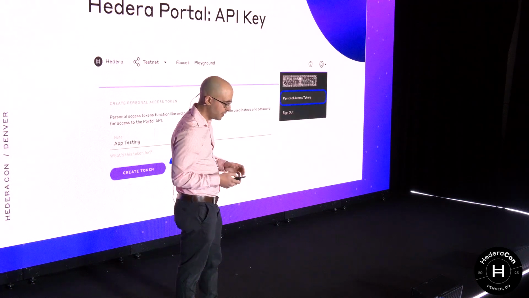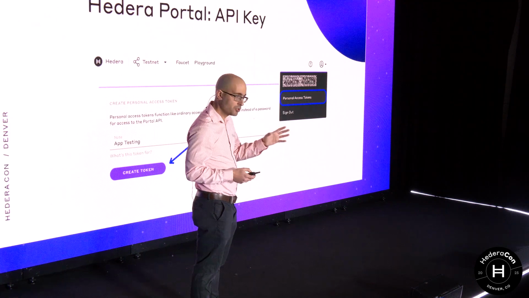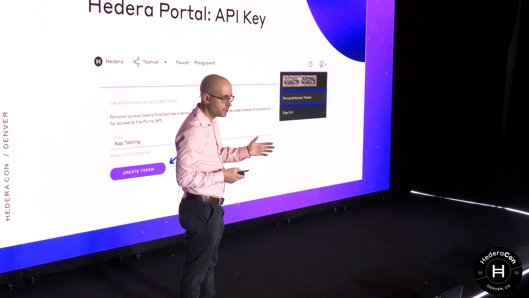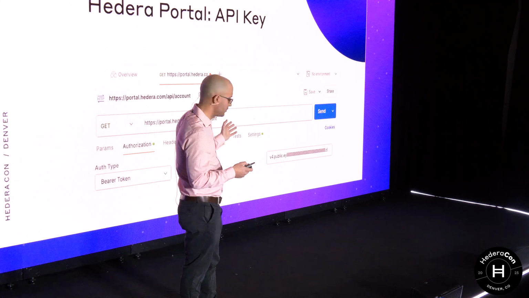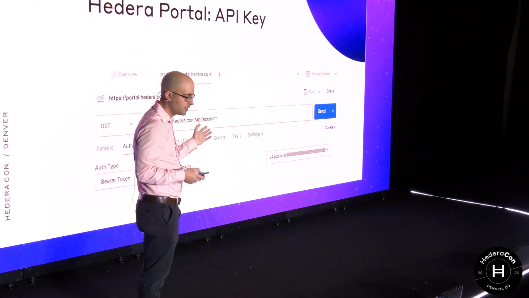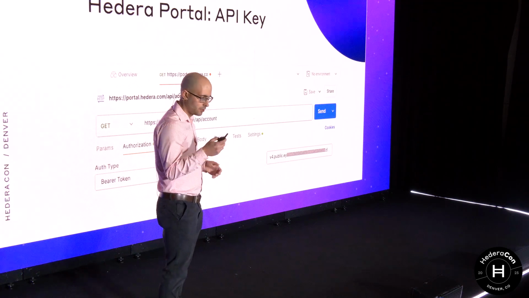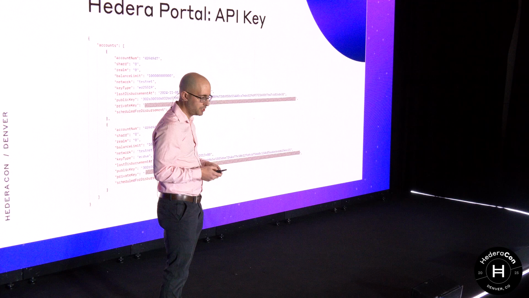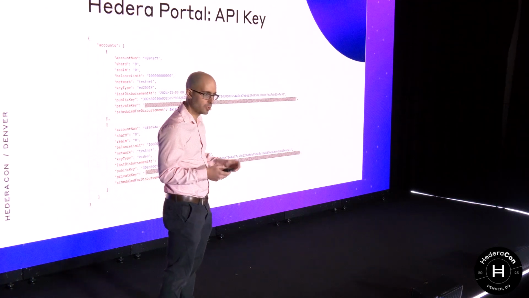So this is what the Hedera portal looks like. First you have to retrieve your personal access token. So you log into the website, you click on personal access token, you create that token, which is unique to you. And then you can just use that token. For instance, here, this is a Postman example where you just copy-paste the token, call the HTTP GET endpoint, and you will retrieve a JSON file with all the information about those 2 accounts that you need.